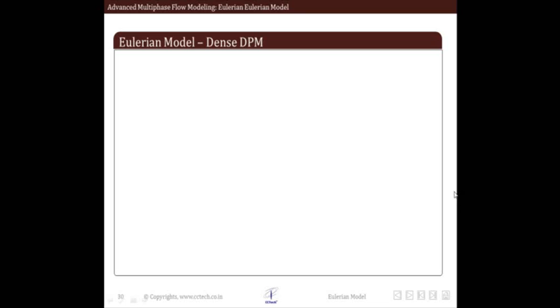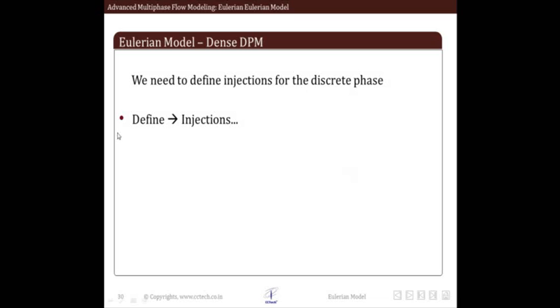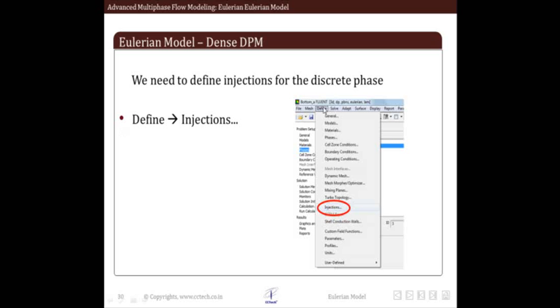Once we have activated the dense DPM model, we need to define properties of the discrete phase and of the injection similar to the way we define for the DPM model. We need to define how the injections of the discrete phase come into the domain and what are their initial conditions. For this, we need to define injections for the discrete phase. To define injections, we go to Define and then Injections. We click on Define, which is here, and then a drop-down list comes up. Then we click on Injections in the drop-down list.